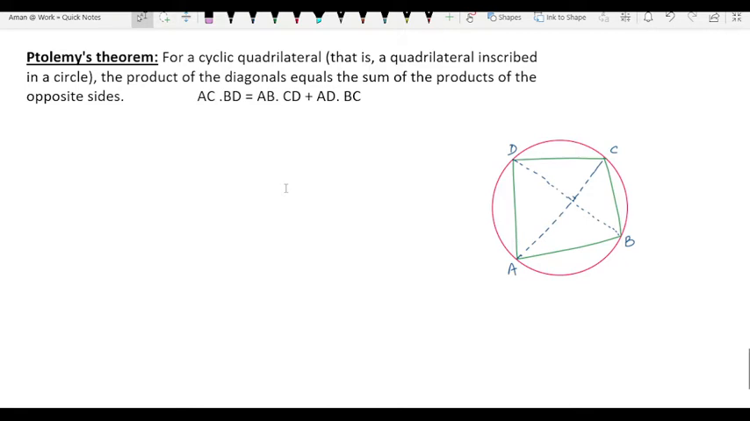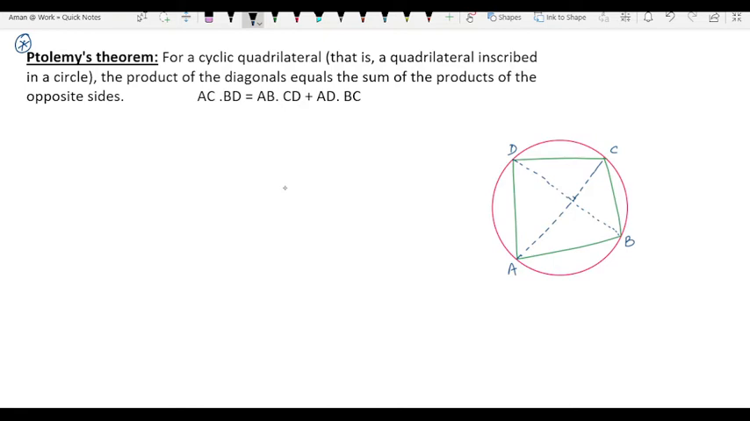Hello everyone. So today we are going to see this Ptolemy theorem and we are going to look at the proof of this theorem. So here, what is given is that for a cyclic quadrilateral, the product of the diagonals equals the sum of the products of the opposite sides.